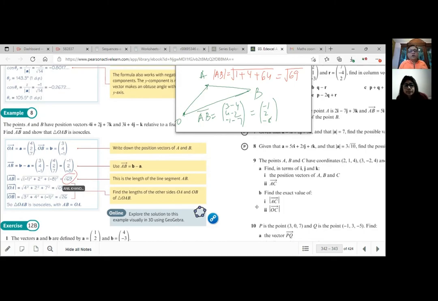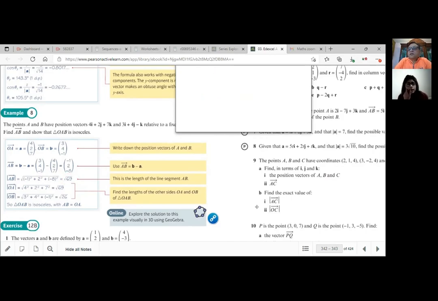Since they want you to verify whether this is an isosceles triangle or not, you find the other distances also, with the origin being at 0, 0, 0. When you calculate, you find two sides to be square root 69, and so you have shown it. So that's how you do it. Let me clear this.